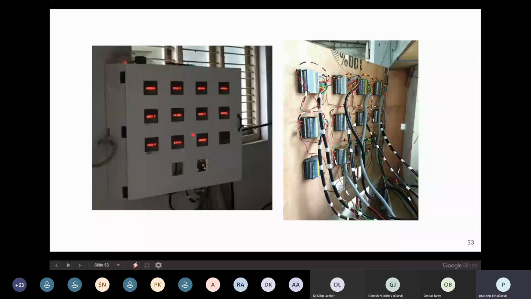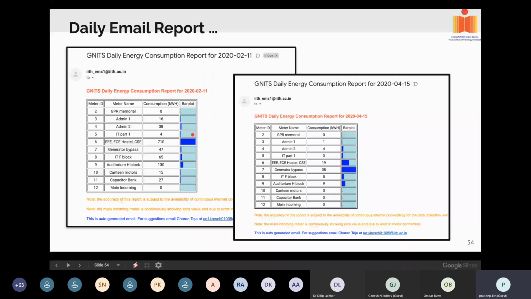So here you can see an email report of the energy consumption. For example, this GNITS is the college name, daily energy consumption report. This is 15th of April, right in the middle of the lockdown, 15th of April 2020. You can see very little energy being consumed. For example, the entire electrical department, EC department, and computer science department together only 19 kilowatt hours, and the generator bypass only 38 kilowatt hours. The consumption is very much below 100.